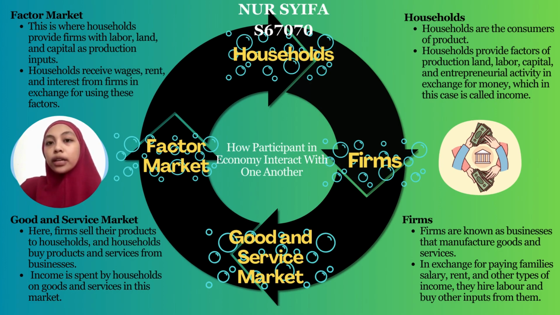Thirdly, the factor market. This is where households provide firms with labor, land and capital as production inputs. Households receive wages, rent and interest from firms in exchange for using these factors. Lastly, firms. Firms are known as businesses that manufacture goods and services. In exchange for paying families salary, rent, and other types of income, they hire labor and buy other inputs for them.